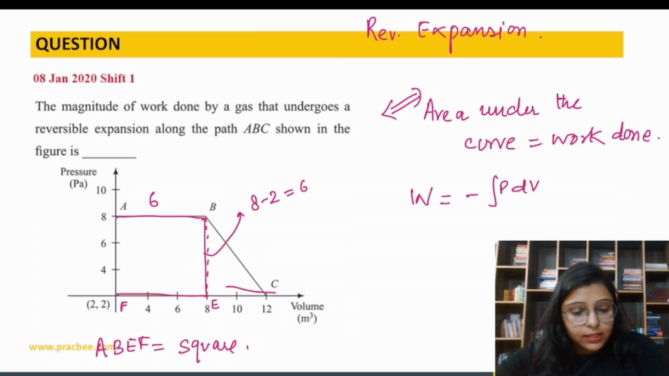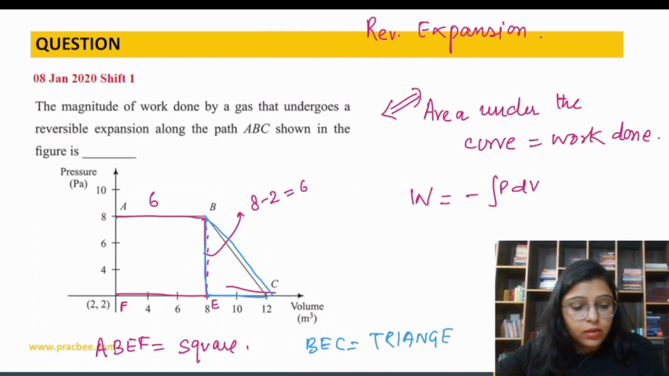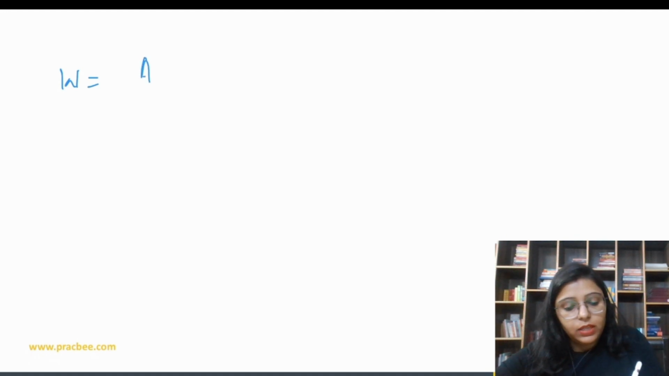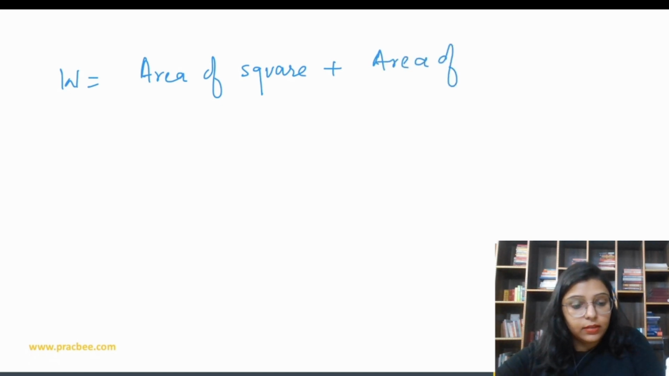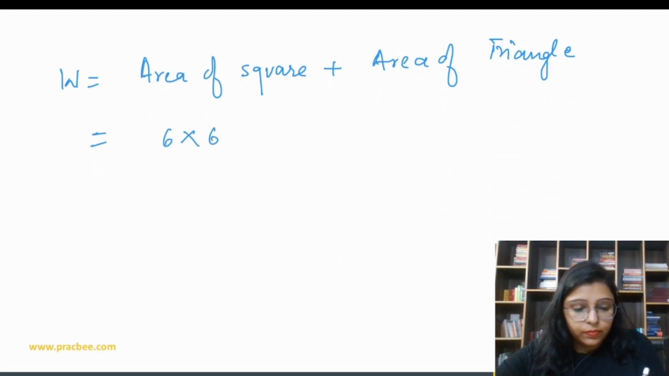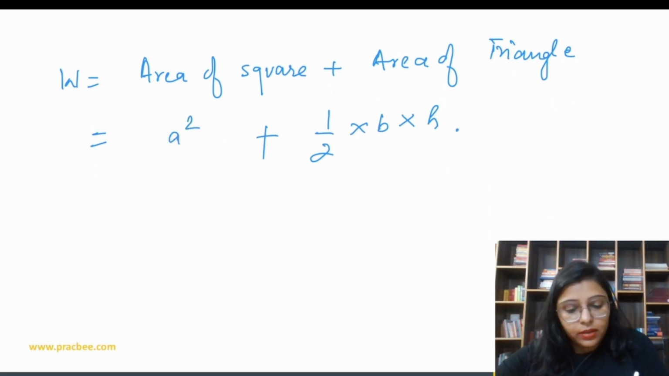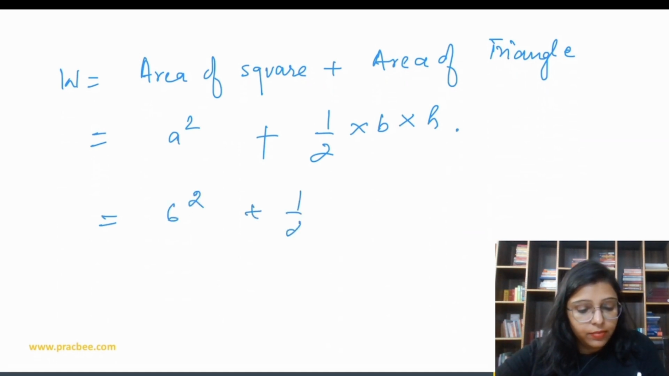Now BEC, if we talk about BEC, it is going to be the triangle. So in order to find the work, we need to find the area of the square plus the area of the triangle. Area of the square is going to be 6 into 6, that is 6 squared, plus the area of the triangle, half into base into height.